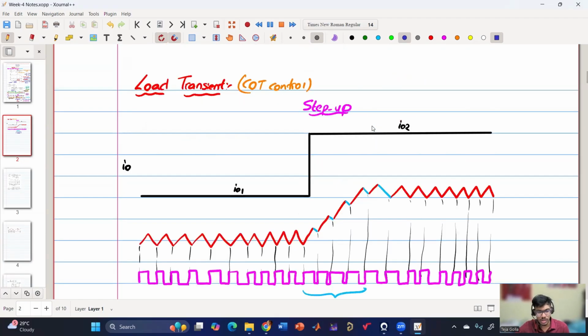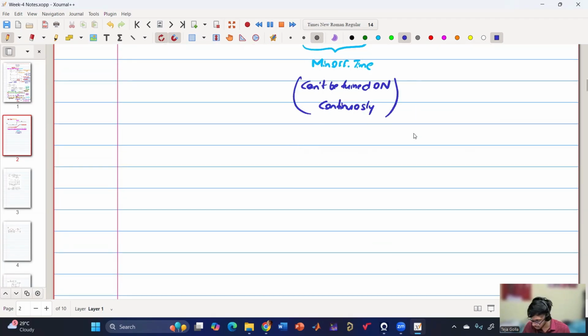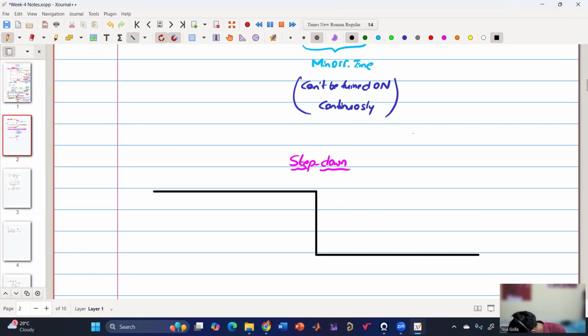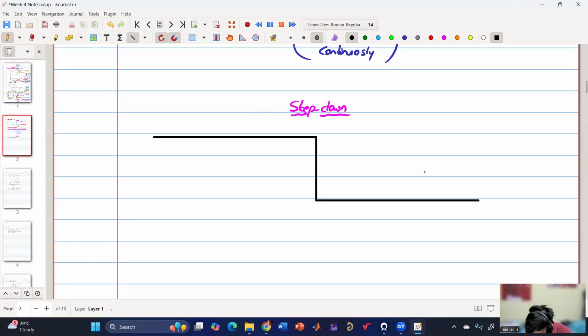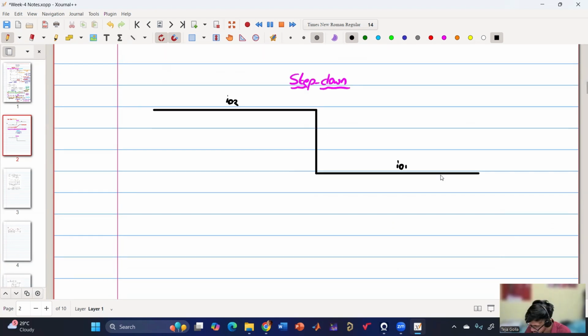Now let us come back. This is step up response. I'll also explain step down, then you can ask questions if you have any. So now let us come back to step down response. I'm considering step down, so we are going from I naught 2 to I naught 1. Now we'll see. So now we have constant on time. And once the load has come, it will turn off, right?